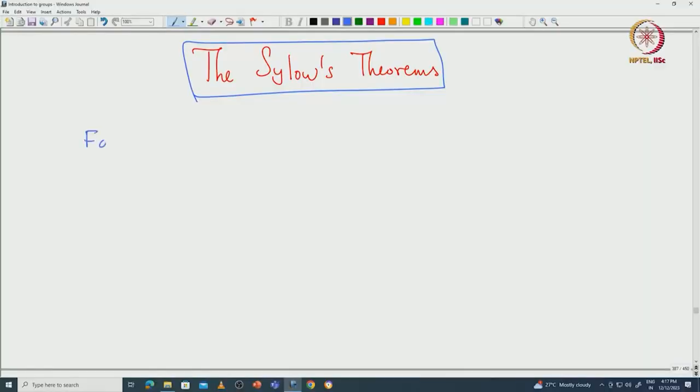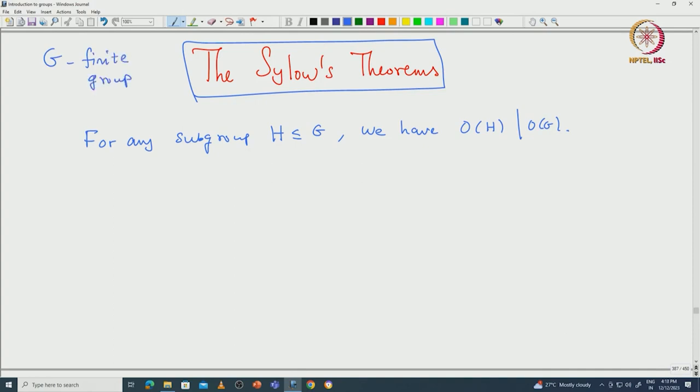For any subgroup H of G, we have that the order of H divides the order of G. As I said before, Sylow's theorems are only for finite groups, so we assume all the groups involved in this talk are finite groups. So to begin with, G is a finite group. This is what Lagrange's theorem says.